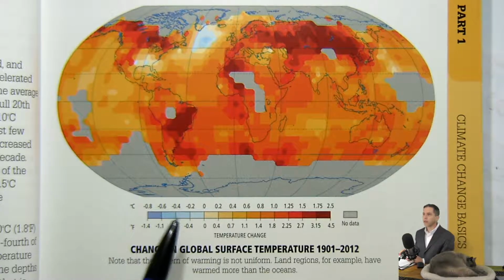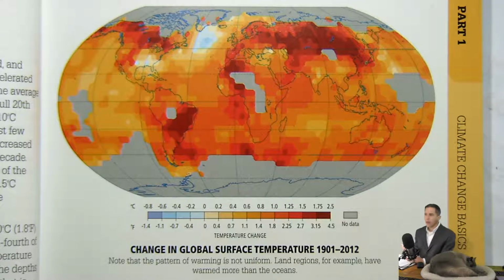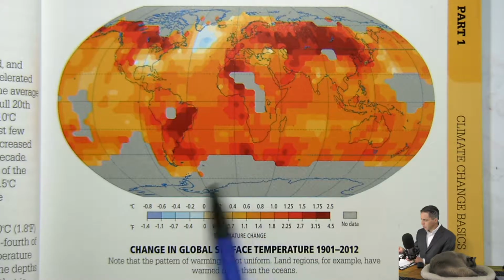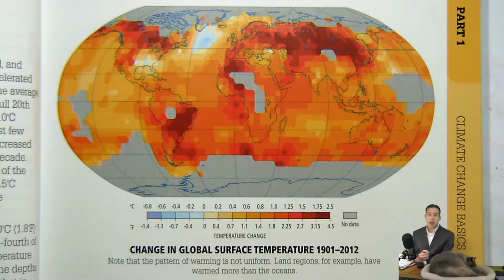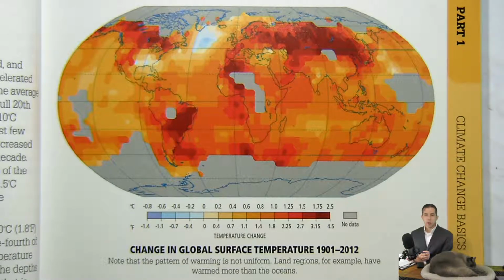Okay, so there's a couple things I really want you to get from this. First of all, this gray, how it's gray down here and it's gray up here, that means that we haven't had temperature records that are robust enough for long enough to be able to say for scientific certainty what's happening.